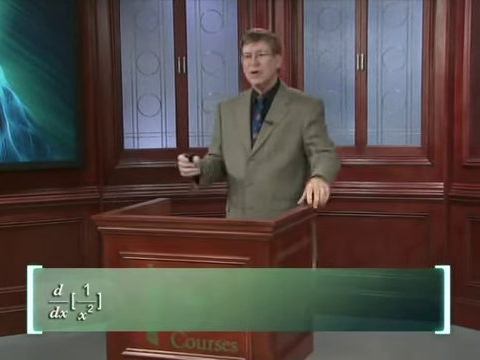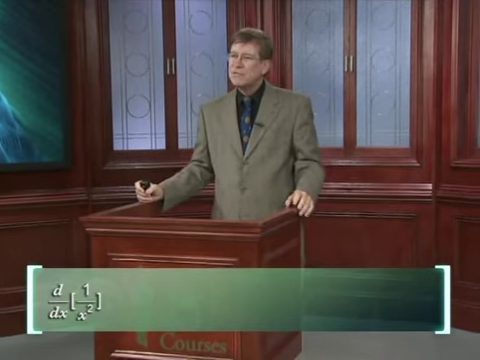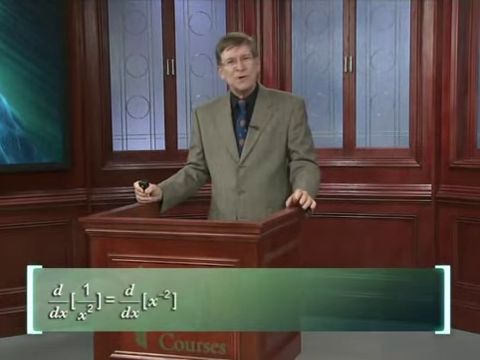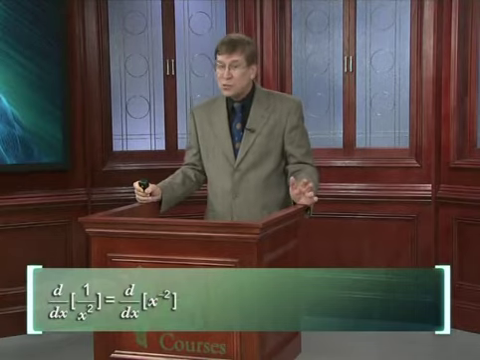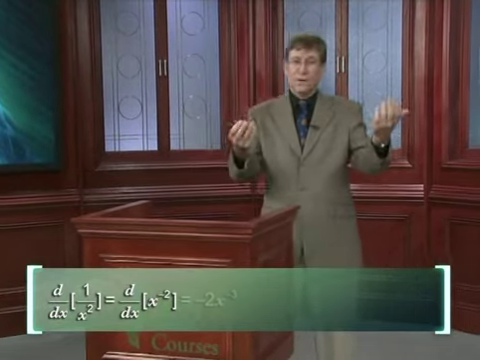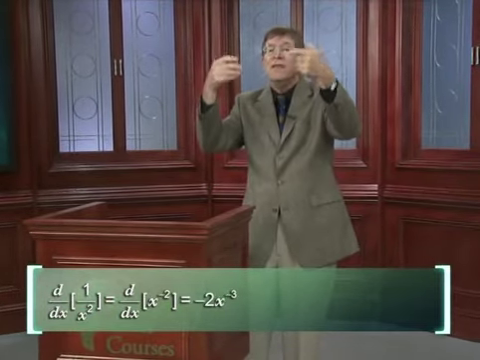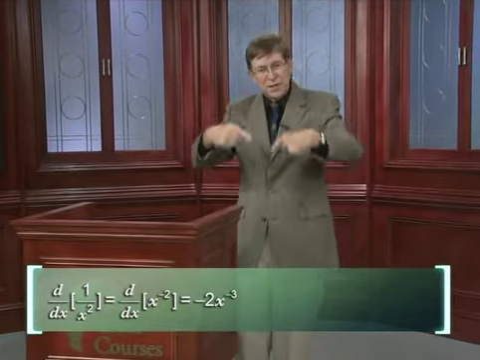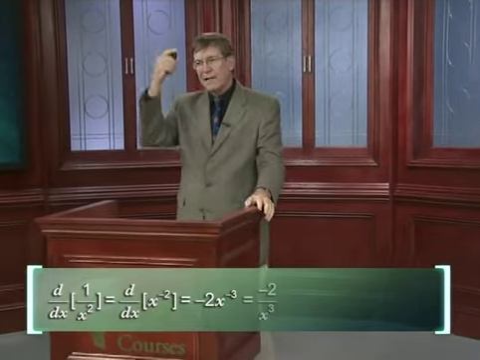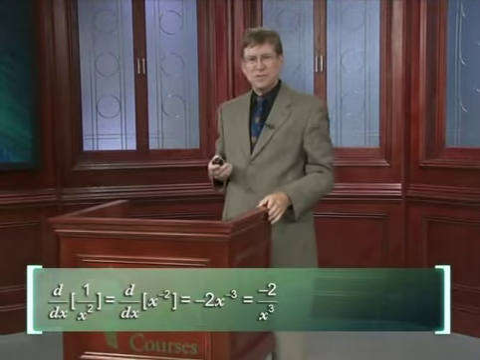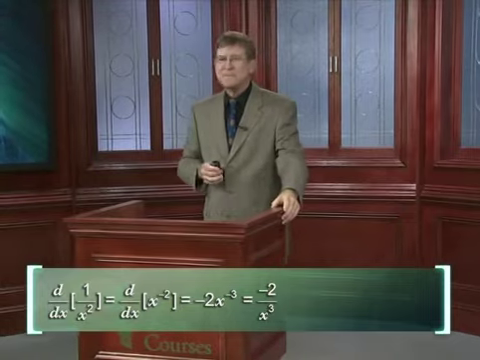How about 1 over x squared? What's the derivative of 1 over x squared? Well, that's the same as the derivative of x to the minus 2, and then you use the formula, minus 2x to the minus 3. And then bring the x to the minus 3 down to the denominator, and you have minus 2 over x cubed. Pretty nice stuff, isn't it?